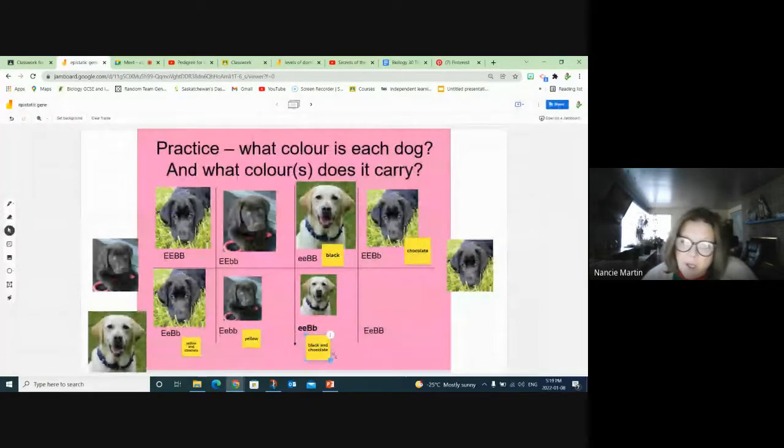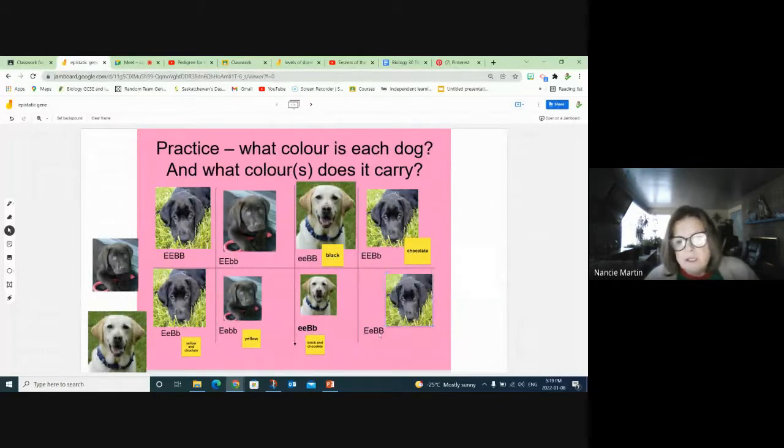One more. So I got 3 dogs to choose from. Which one will it be? If you said the black lab, you're right, because it's got 2 big B's and it doesn't have 2 little e's. So it is carrying yellow, but it's not going to be yellow. So let's put in that it carries yellow.